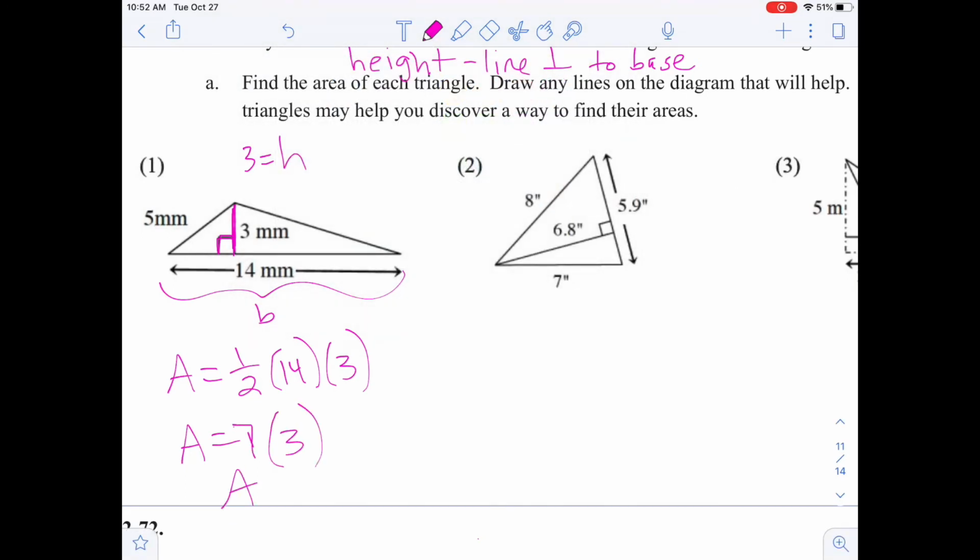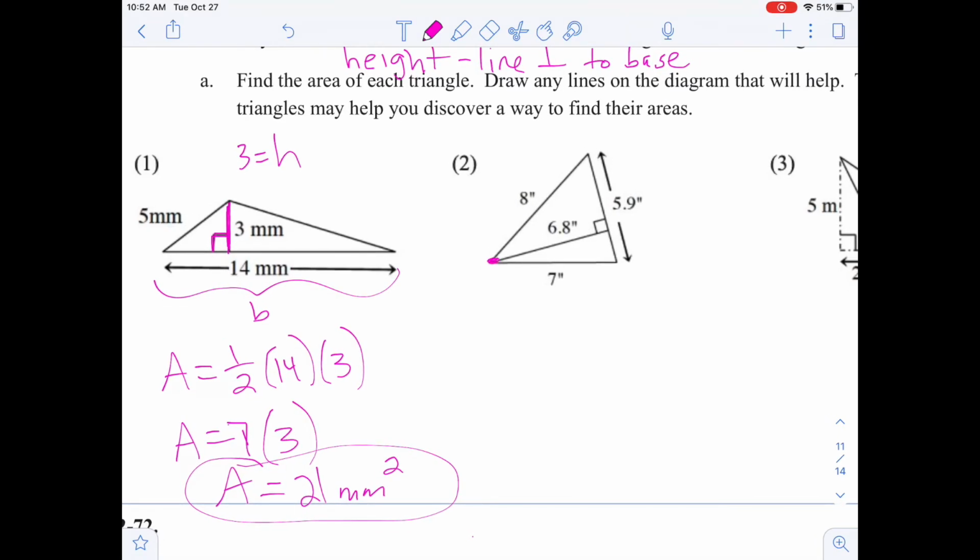Times 3, which would give us 21 millimeters squared. And then for part 2, our height this time is going to be 6.8. So your height's going to start at a vertex, and it's going to make a perpendicular line with another side. That's going to be considered your height. So we're going to say your height is 6.2.